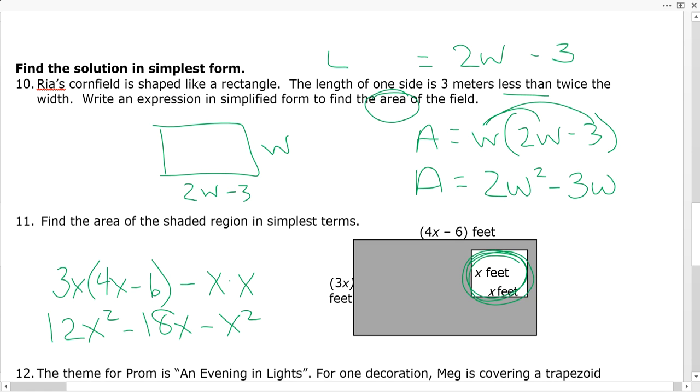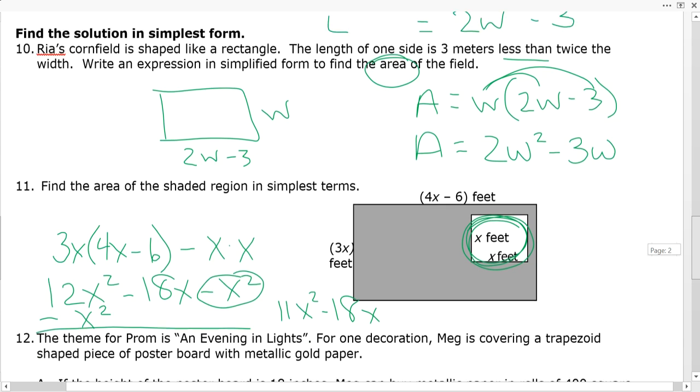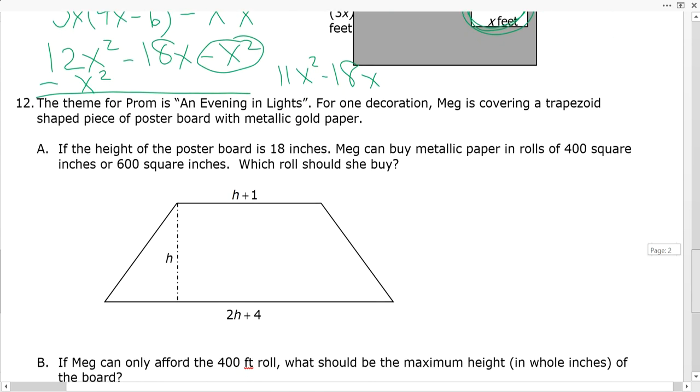So I can take my x squared and put it under here. And I end up with 11x squared minus 18x. There you go. Oh, that wasn't so hard. Okay, now we're going to get to the hard one.